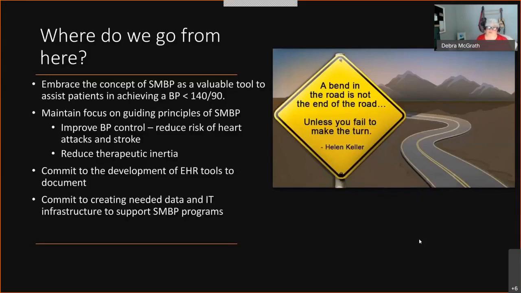So where do we go from here? I want to be sure that I say that, again, we don't want the perfect to get in the way of the good. We're embracing the concept of SMBP in our HCCN as a valuable tool to assist patients.